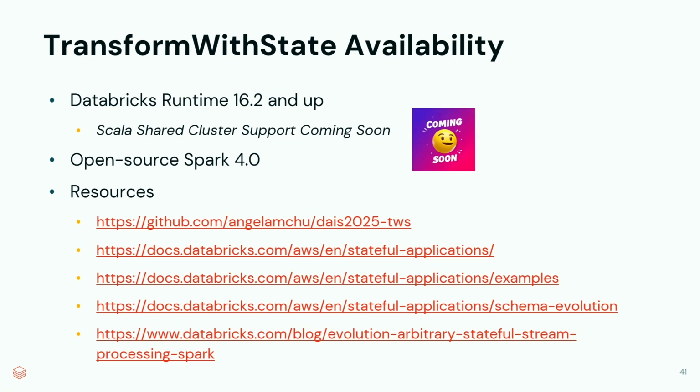All right, so in terms of availability, TransformWithState is available with DBR from 16.2 onwards. We've initially added support for assigned clusters, or dedicated clusters, for Scala and Python. We are also adding support for shared clusters. The support for shared clusters with Python is already available with the Databricks 16.3 release. And we will soon add support for shared clusters in Scala as well, and of course, subsequently with DLT shared, and DLT serverless as well. All the changes are available with Apache Spark 4.0.